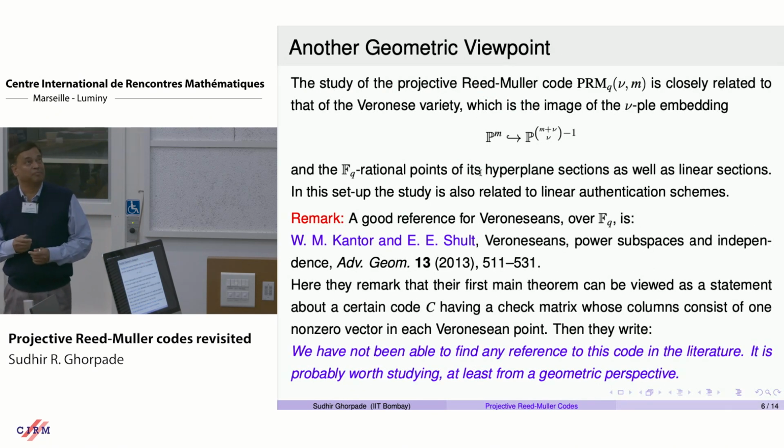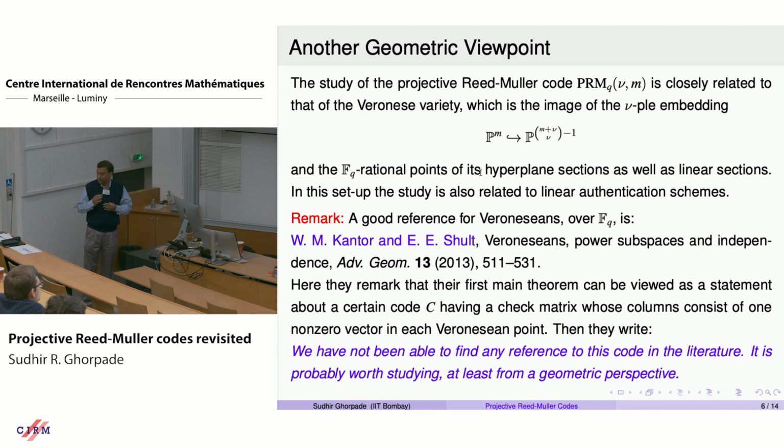Maybe again before I give you the definition, here is another viewpoint. There are finite geometers here. Another way to think of the projective Reed-Muller code is that you look at projective m-space. It has the standard Veronese embedding into a big projective space, the so-called Veronese embedding. And then you try to study the image and its sections by hyperplanes or linear subvarieties and so on and so forth. And that really amounts to studying the projective Reed-Muller code.